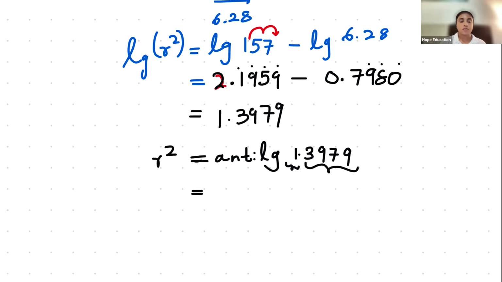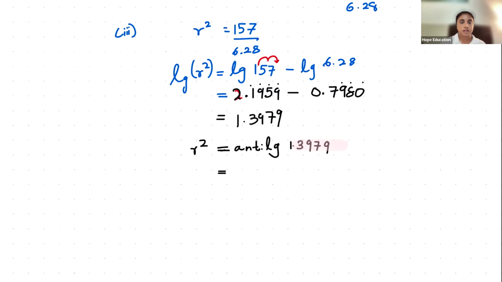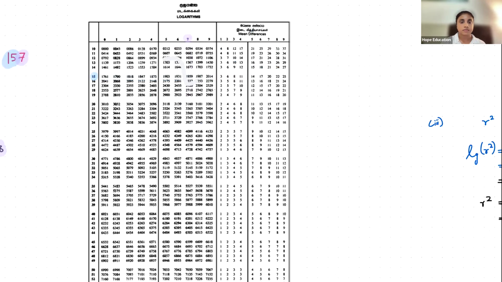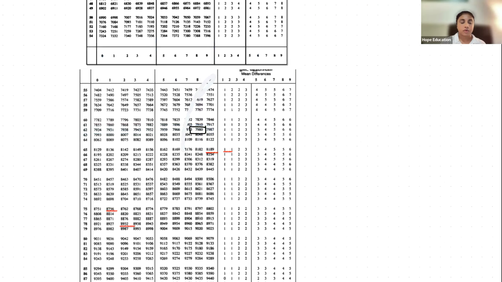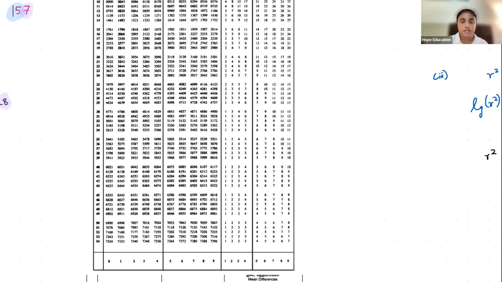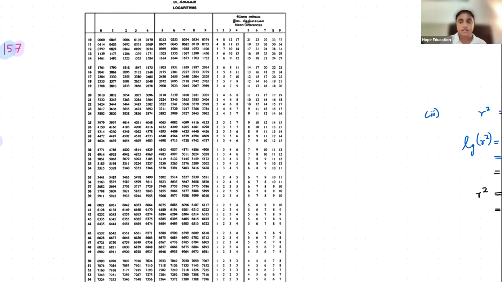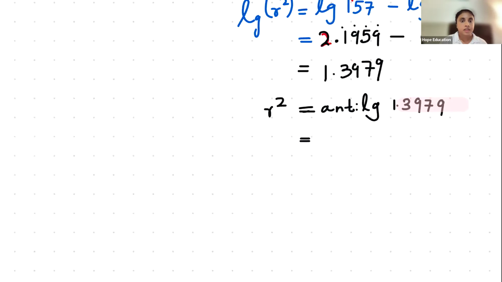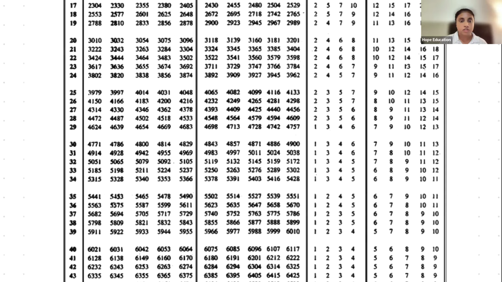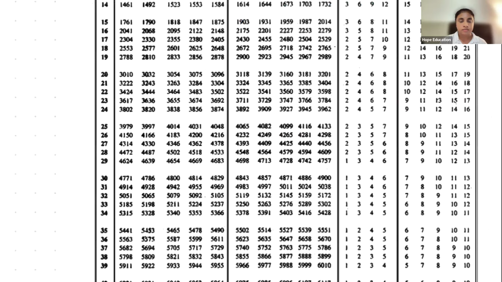Okay. So we first only look at the mantissa, 3979. Then I go to my log table. Let me erase this. Okay. In the log table, I look at the numbers in the middle. I check if there is, what was the number again? 3979. So let's see, 3820, 3838.